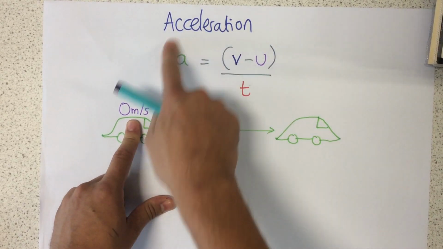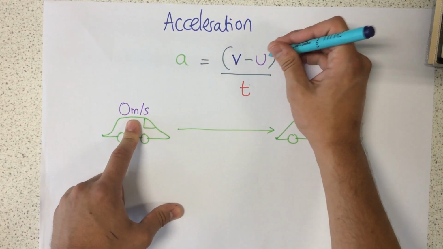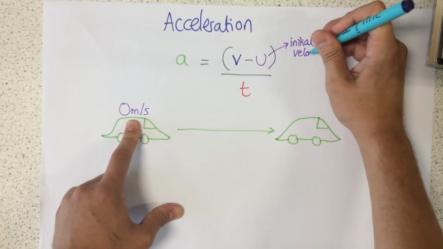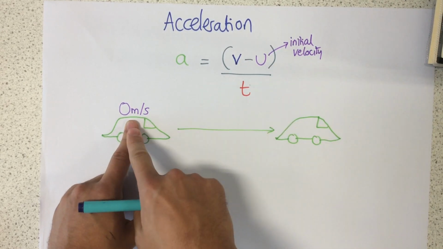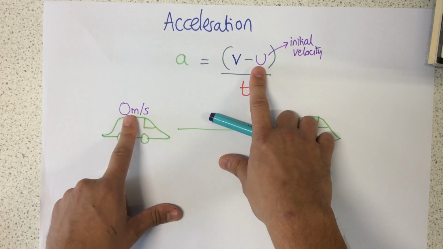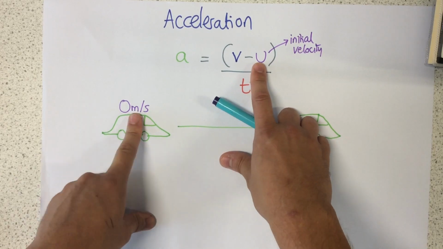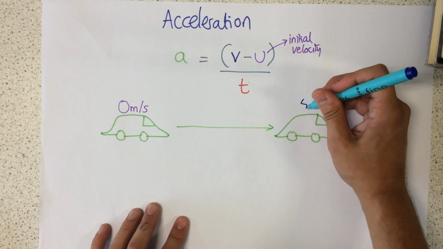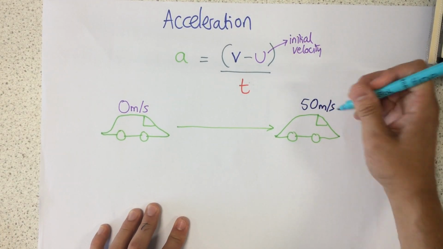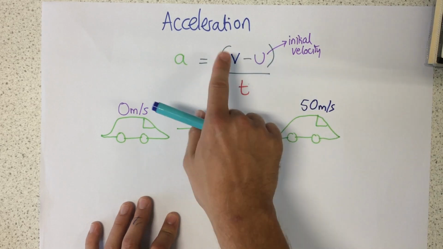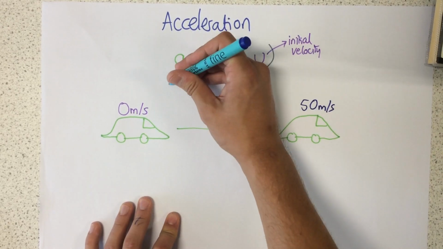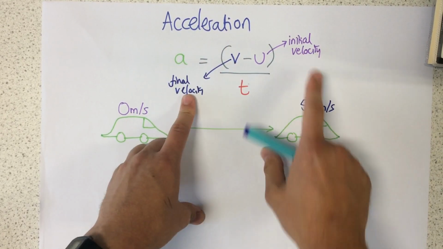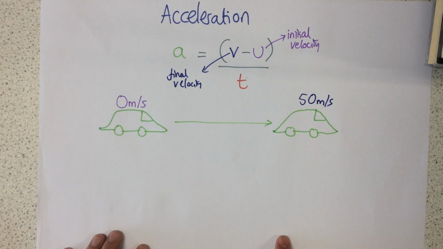Now how does this relate to this equation here? Now this letter here, u, that is our initial velocity. So that's how fast this is moving to begin with. So we can see to begin with, this is going to be travelling at 0. We'll put the numbers in a minute. Now, let's say this car has sped up to a speed of 50 meters per second. So we can see this v here, that is our final velocity of 50 meters per second. In a second, when we put the numbers in, we can start to see where they go.